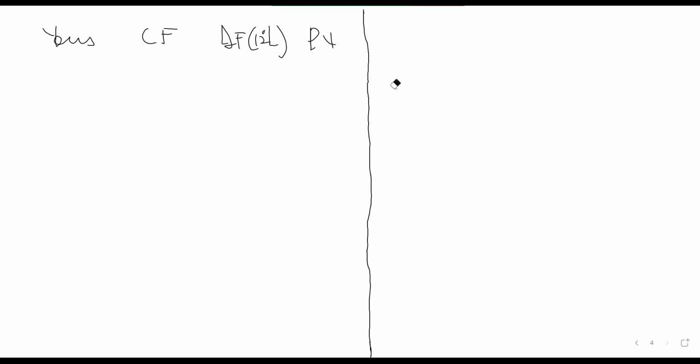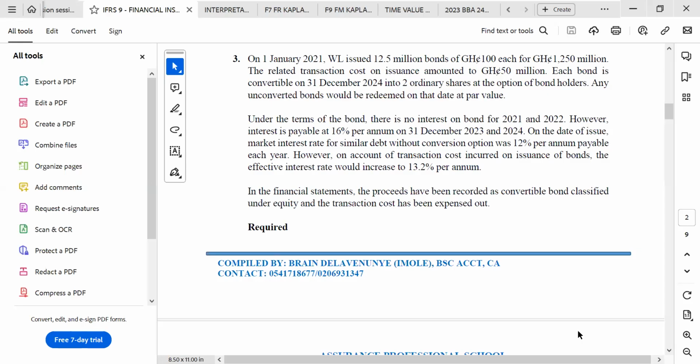Okay. All right. So for me, I'll just start with the year 3 straightforward because I know what I'm going to do. What will be the coupon payment on the instrument every year? It is 16% on what? On 1,250 million. So that will give us how much? 0.16 times 250. This is the coupon rate.